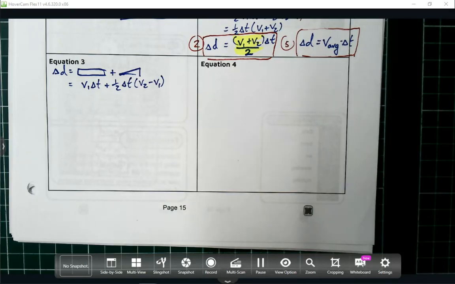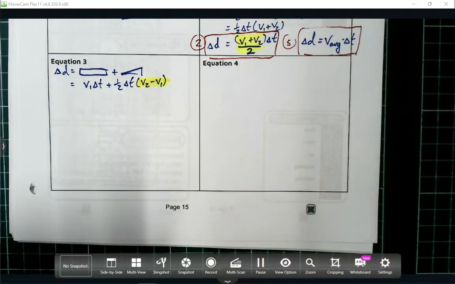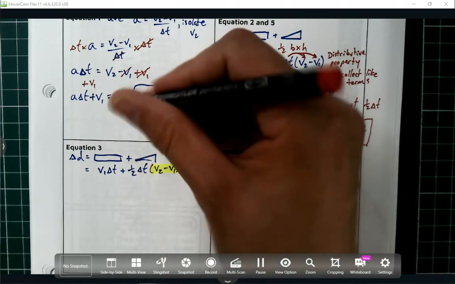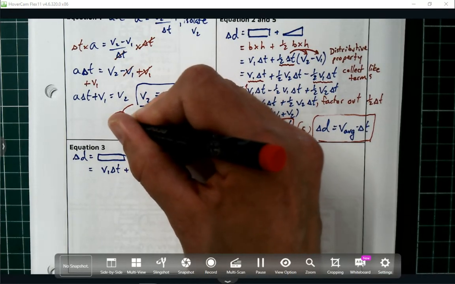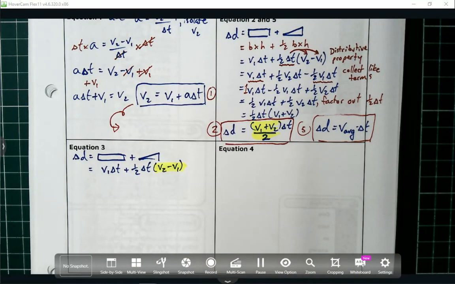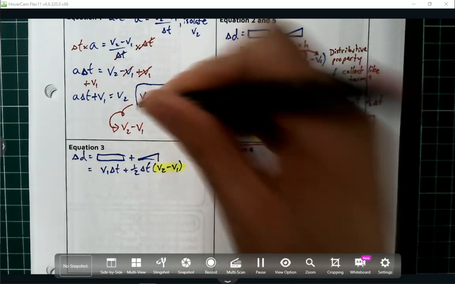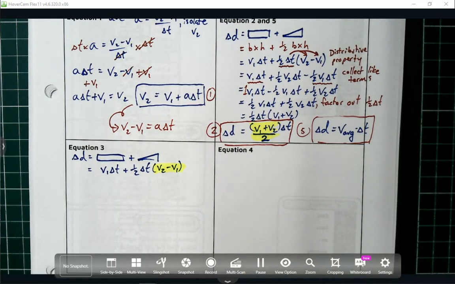But I want to do something different this time. At this stage of the game, I'm going to highlight again V2 minus V1, and I want to peek back just a little bit. This expression that I had here, V2 equals V1 plus A delta T, which we called equation 1, I could do a little bit of math gymnastics. And when I say a little bit, I mean truly a little bit. See, that's a quick little math backflip there. I could say V2 equals V1 plus A delta T could be written as V2 minus V1 equals A times delta T. See what I did there? Took that V1 over to the other side by subtracting V1 from both sides, right?